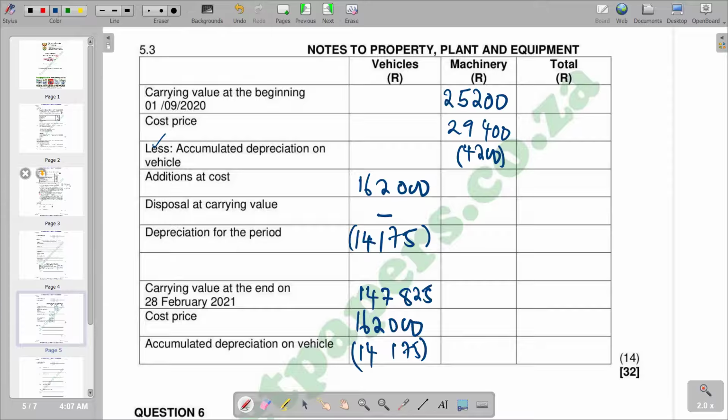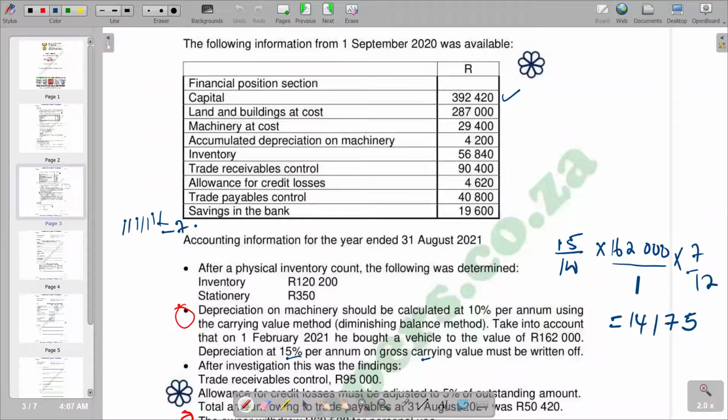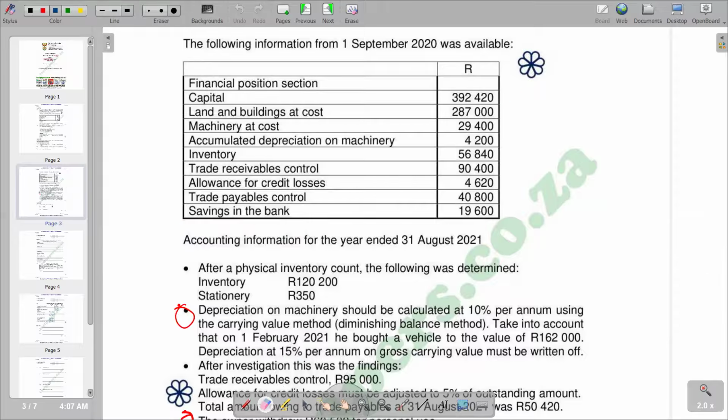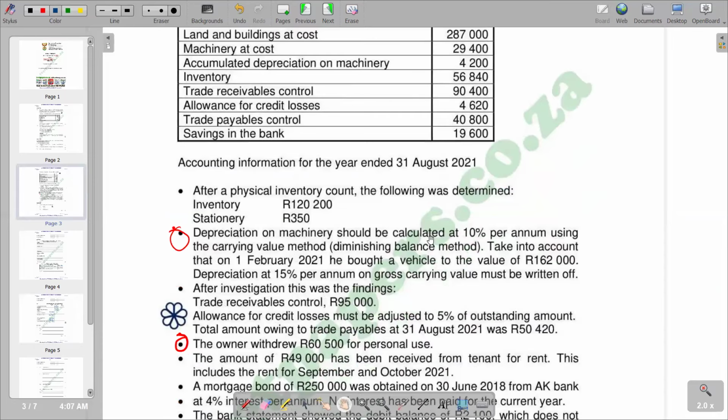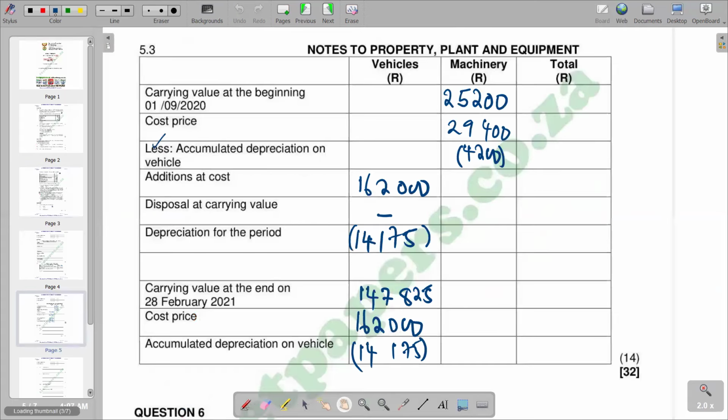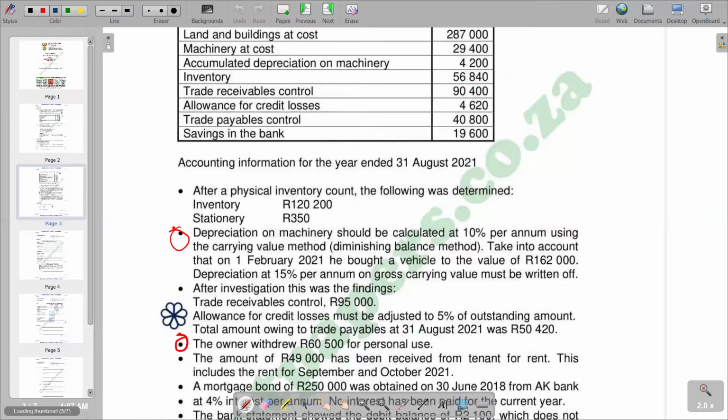We need to check about the additions of machinery. We come here, and we see that in terms of machinery, we are not having any additions or disposals, it's silent. So it means there's nothing. So we indicate that there's nothing in terms of additions. We don't have any disposals, but we can now calculate depreciation for the year.